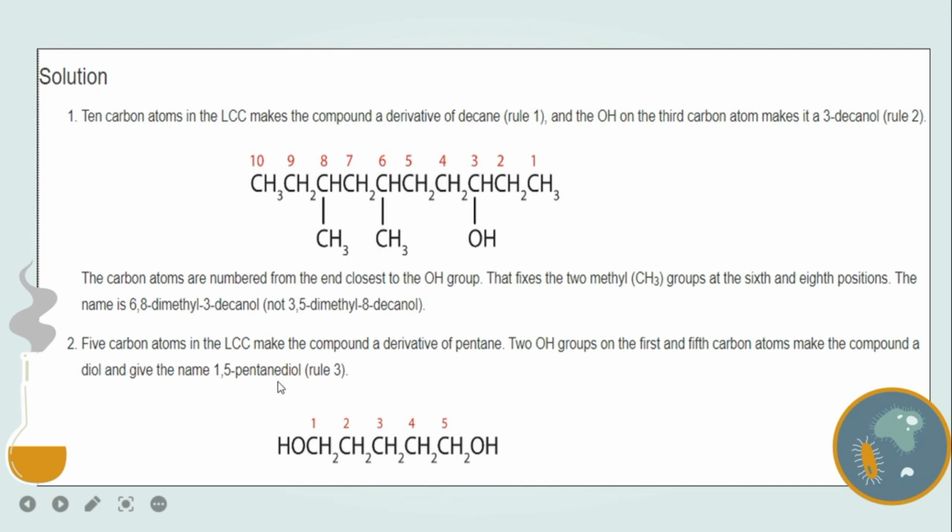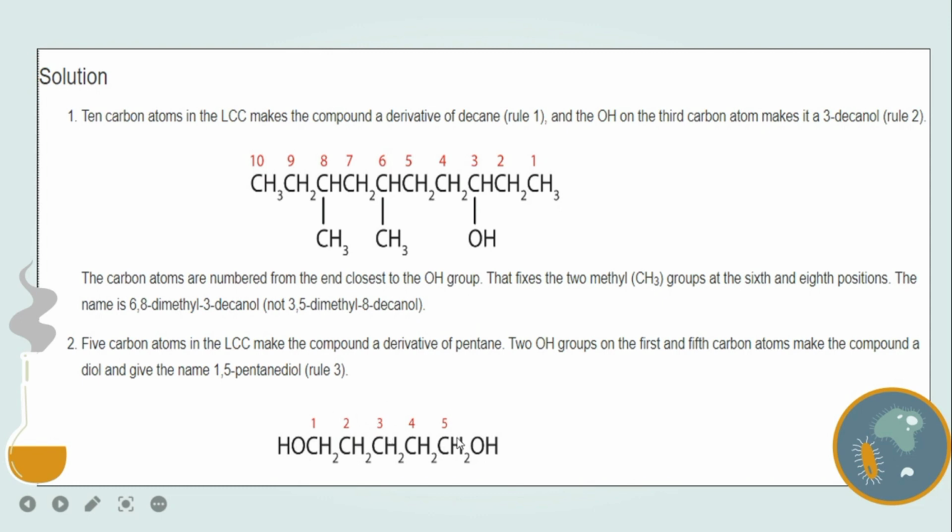The other example, the next example, is HO-CH2-CH2-CH2-CH2-CH2-OH. So we have here 1, 2, 3, 4, 5. We have five carbon atoms in the longest continuous chain, which makes the compound a derivative of pentane. In mathematics, a pentagon has five sides, and here we have five carbons, so it is pentane, right? 1, 2, 3, 4, 5.